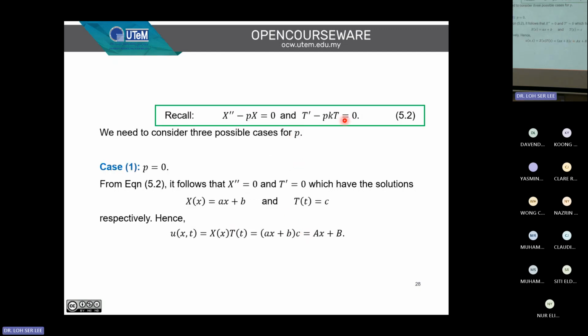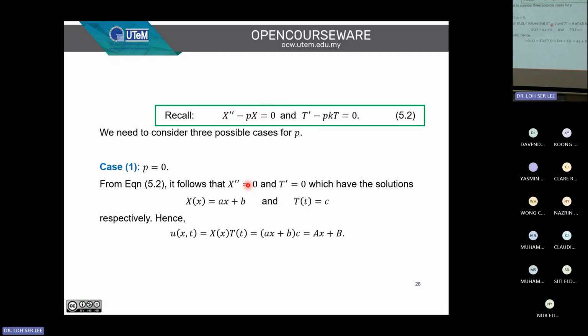Recall this is what we obtained just now. One second order, another one first order. Now we have to consider three possible cases for the p value. Case one is p equals to 0, case two is p greater than 0, and the last case is p less than 0. If we start with case one, p equals to 0, that means we have only x double prime equals to 0, correct?